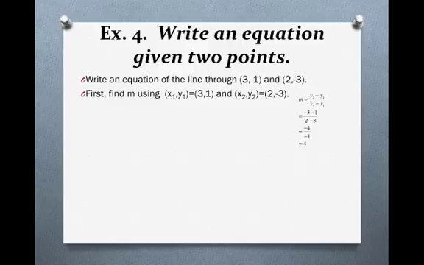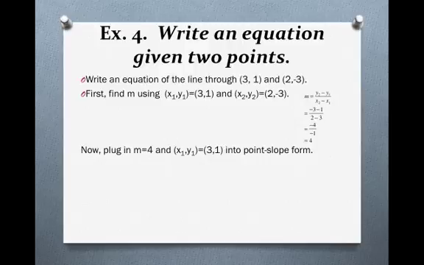So m is y2 minus y1 over x2 minus x1. So we have -3 minus 1 over 2 minus 3. Negative 3 minus 1 is negative 4. 2 minus 3 is negative 1. Negative 4 divided by negative 1 is positive 4. So now we know m is 4. So we're going to plug in m equals 4, and we've already declared (3, 1) to be (x1, y1), so we have everything we need for point-slope form.